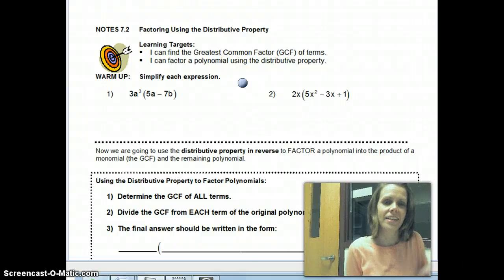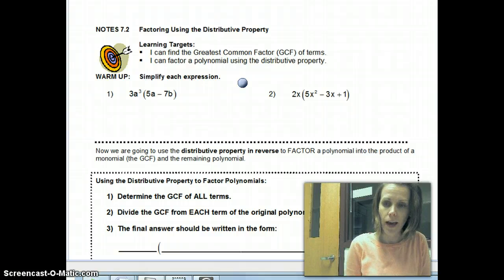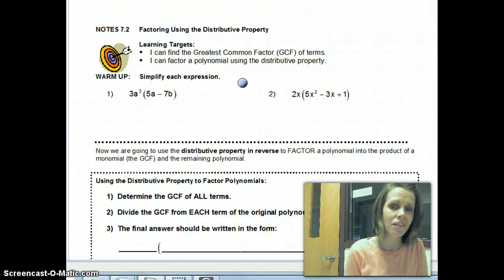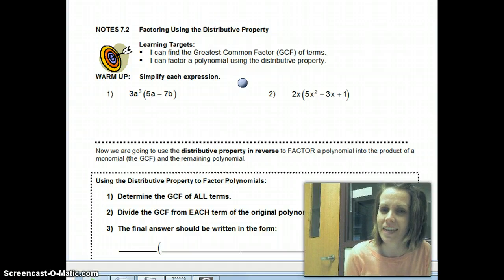Guys, it is your second section of Chapter 7, and you now know how to find the greatest common factor. And today we're going to use that skill to help you factor using the distributive property. So it's our first little glimpse at what factoring is, so it's pretty exciting.